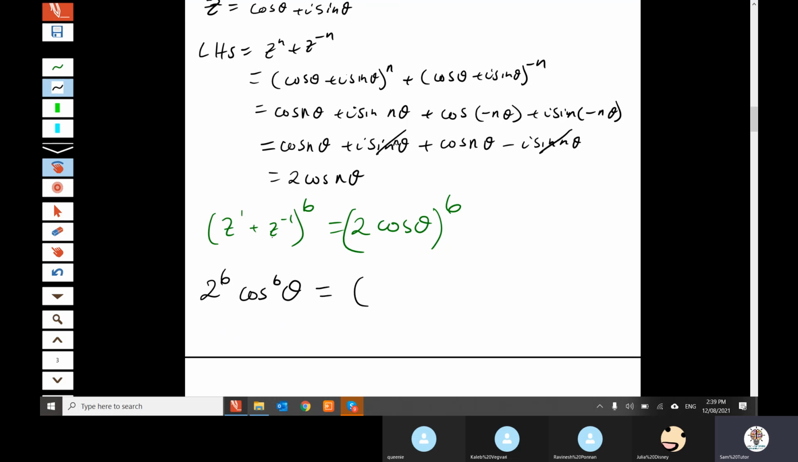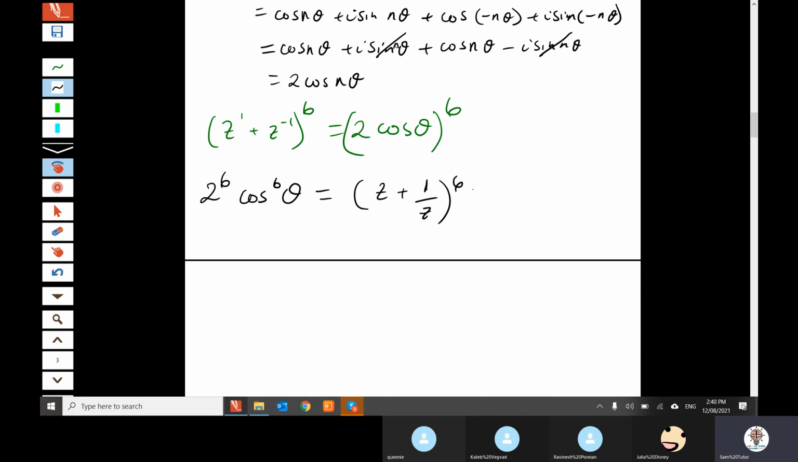This is a personal preference, what I'm about to do. I don't like negative indices. The only time I use negative indices is literally this question, just to prove. Because if I had this as a fraction, you would not have been able to prove this. But as a negative index, I just don't like it. So what I do is I change it to a fraction like this. So z plus 1 on z to the 6. And then, obviously, as you see this now, you know we're about to expand it. So 2 to the 6. 2 to the 6 is 64.